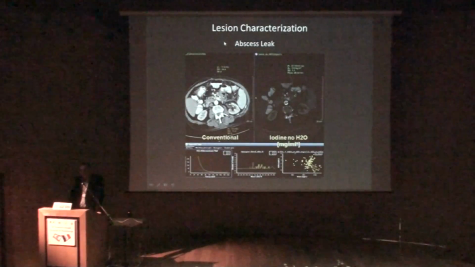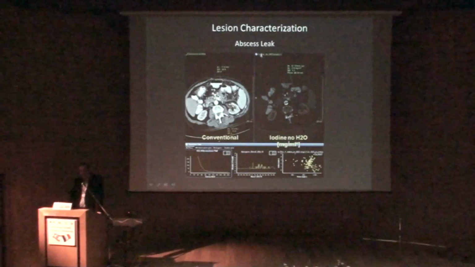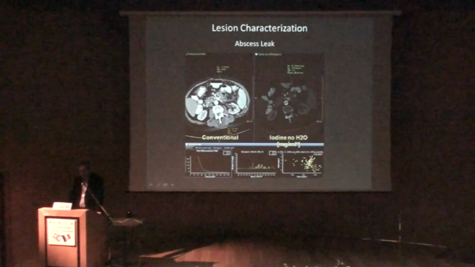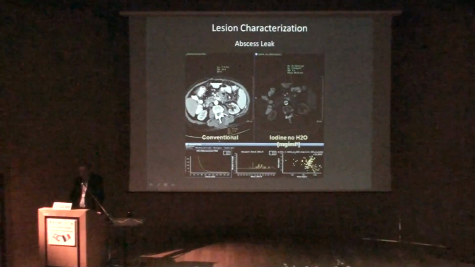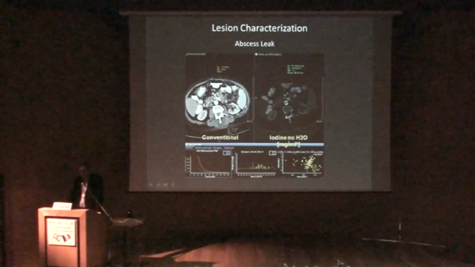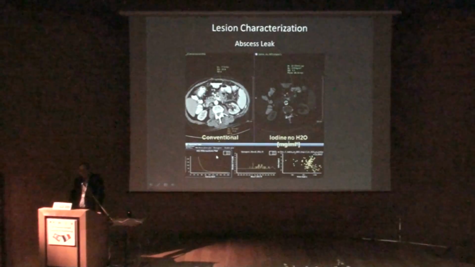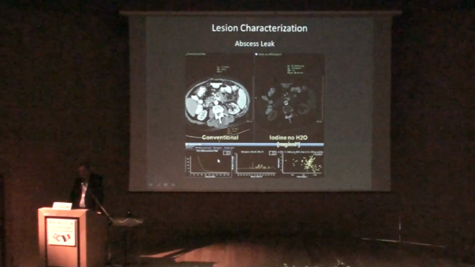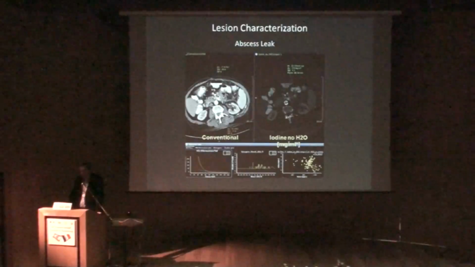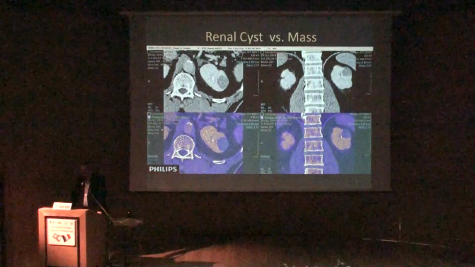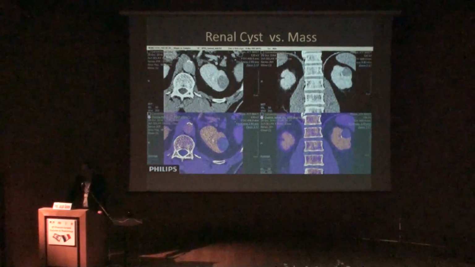We can look for leaks, as in this case I've shown before, looking over here this time, seeing whether there is leak, and there is increase in attenuation, meaning there is leak of contrast from bowel to this area, and it helps us to decide that this patient needs surgery. I will finish with a few examples about the kidneys.